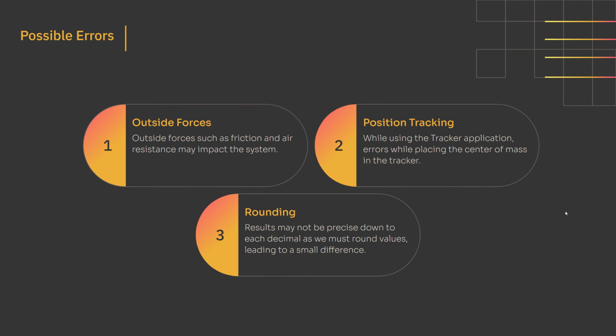Now, some possible errors that may have occurred in the lab. 1. Outside forces such as friction as well as air resistance may impact the system. 2. Position tracking. While using the Tracker application, errors while placing the center of mass tracker may cause some discrepancies. 3. Rounding error. Results may not be precise down to each decimal, as we must round values, leading to small differences in our answers.